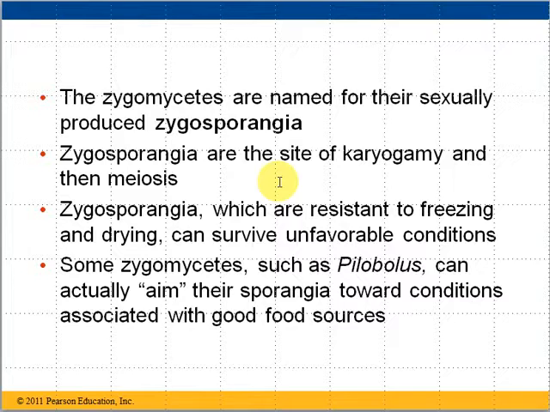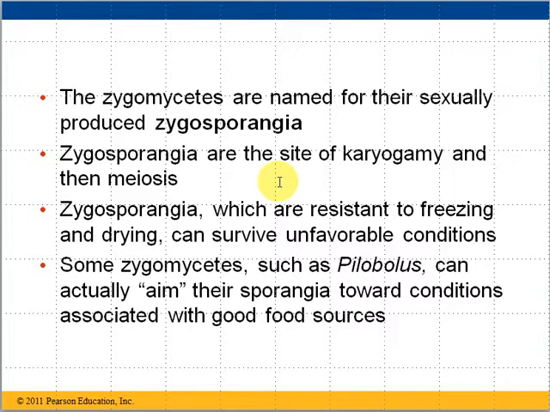And there's one interesting zygomycete to mention. Bread mold is a good example, but there's another type called a pilobolus, that actually grows in manure like cow manure or horse manure, and this zygomycete can actually aim its sporangia toward conditions associated with good food sources.